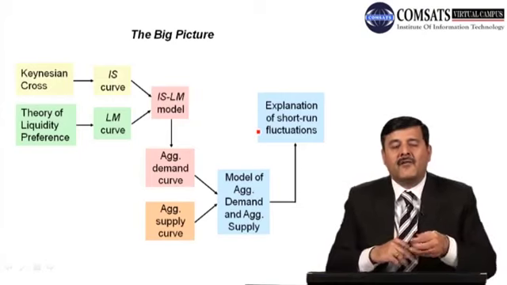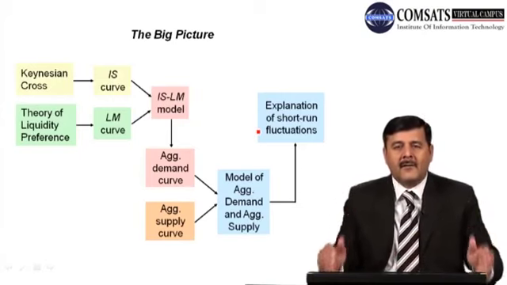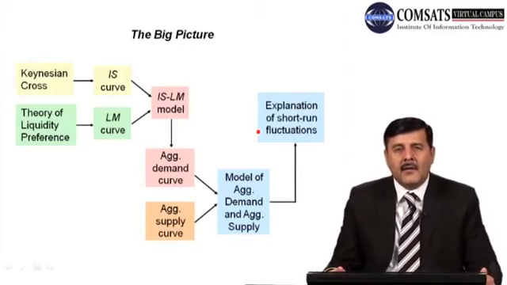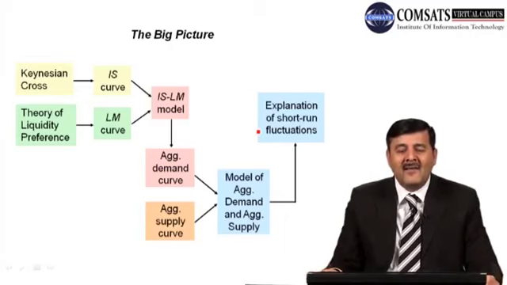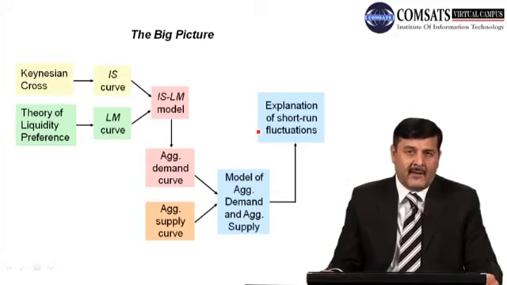Now if you look at the big picture, what we have learned so far: we learned in the previous lecture about the Keynesian cross, and in today's class we are learning the theory of liquidity preference. By using the Keynesian cross we have derived the IS curve. By using the theory of liquidity preference we have derived the LM curve, right? Now we have combined these two curves, IS and LM, in one model and try to derive the aggregate demand curve, right? Aggregate demand and then aggregate supply curves come together.